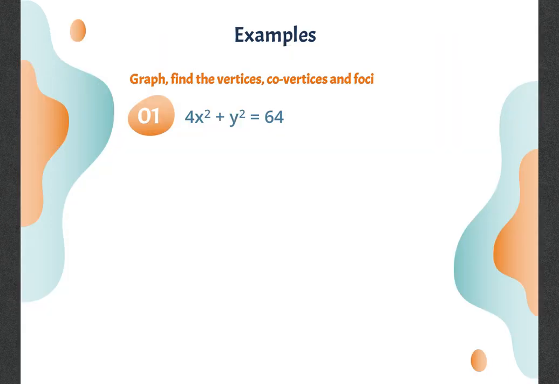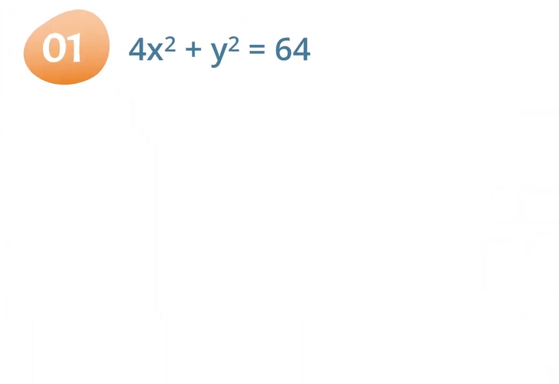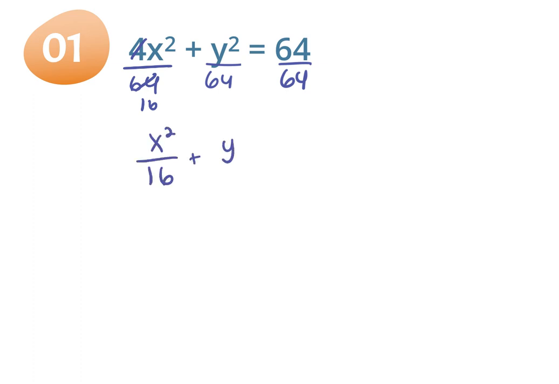This says to graph, find the vertices, covertices, and foci. So the first thing we have to look for is what? What did I say has to be on the other side of the equal sign? 1. Is there a 1 there? No, so we divide everything by what's there. We're going to divide each part by 64. It has to be equal to 1. So 4 goes into 64 16 times, and this becomes x squared over 16 plus y squared over 64 equals 1.